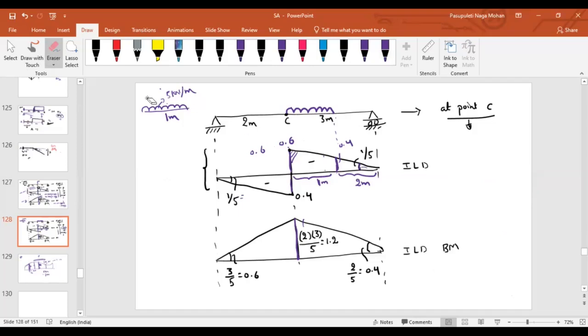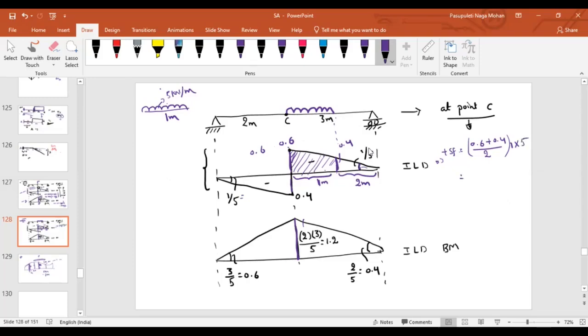It is like a V shape, trapezoid, right? What is the shape here? Positive shear force. What is the formula? Area under the curve. What is the formula for area under this curve? The average of 2 ordinates. What is the average of 2 ordinates? 0.6 plus 0.4 divided by 2, into what is the length between these 2 ordinates? 1, into what is the unit of UDL? 5 kilonewton per meter, into 5.